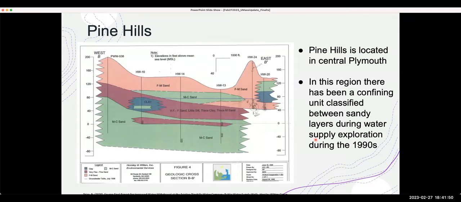Yeah, thank you, Dave. So this is just another cross section from a different part of the model in Pine Hills. This is from, I think, 1998, and this is just from water supply exploration. If you look at the purple unit in the middle, that is just the confining unit in between 2 sandy layers. But as you can see in this photo, it says silt, clay, sand. It's not exactly clear which confining unit is laying there, and just moving forward with wanting to find out more information about these units and what they would mean for the groundwater flow and the aquifer as a whole.